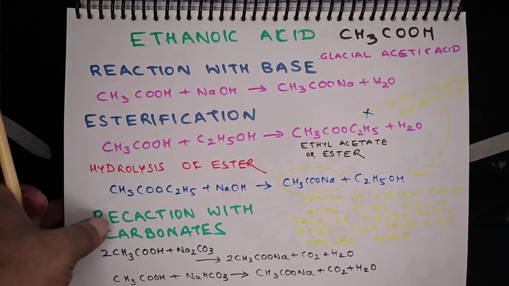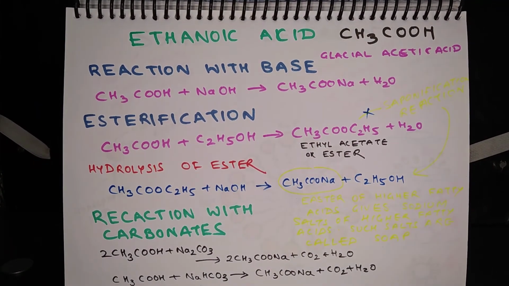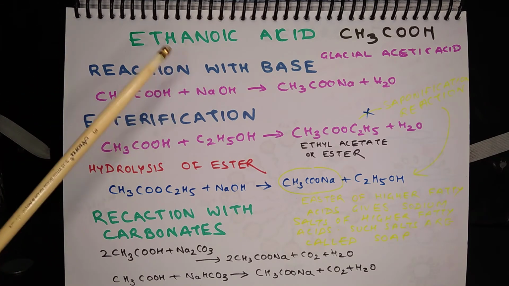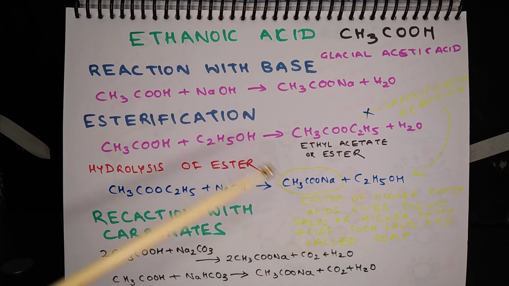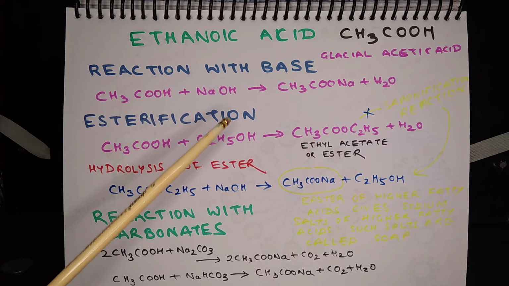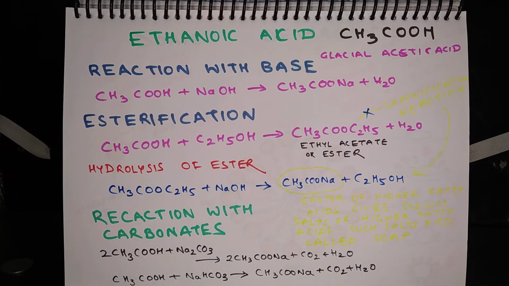Ethanoic acid. The molecular formula is CH3COOH and its common name is acetic acid. Acetic acid freezes during winter, so this is also called glacial acetic acid. The acetic acid reacts with a base the way any inorganic acid would react, so it ends up making a salt and water. So the equation is CH3COOH plus NaOH is equal to CH3COONa, that is sodium acetate, plus H2O.